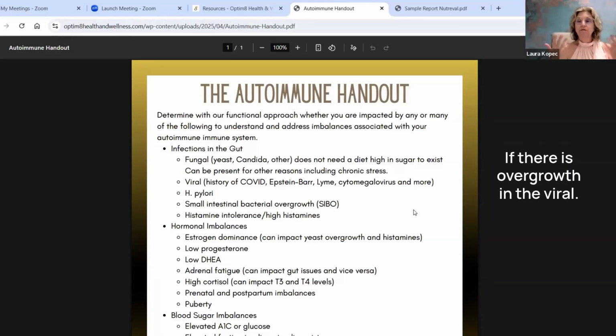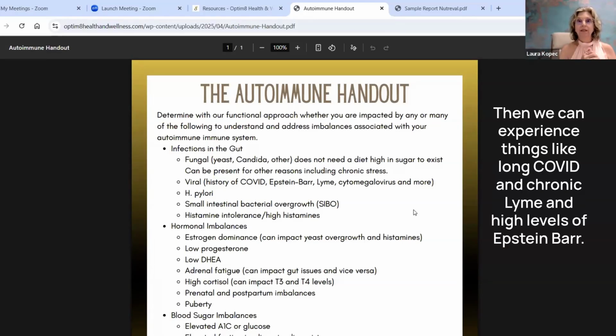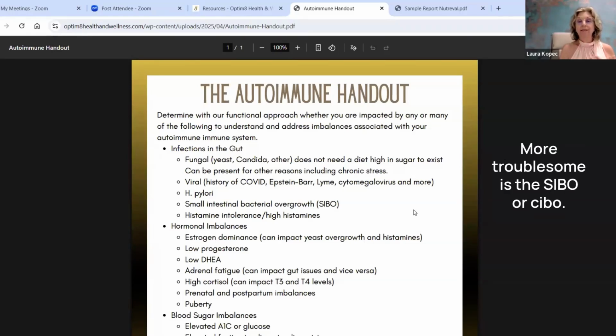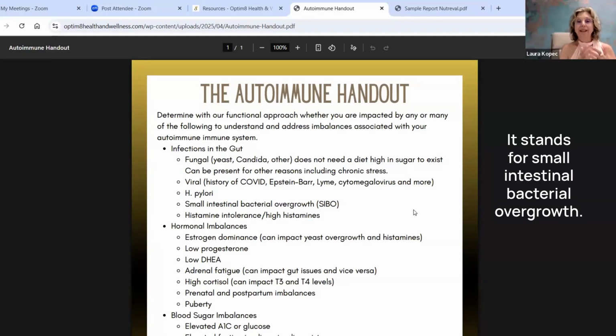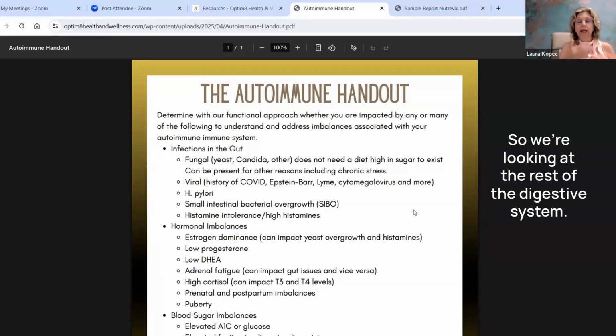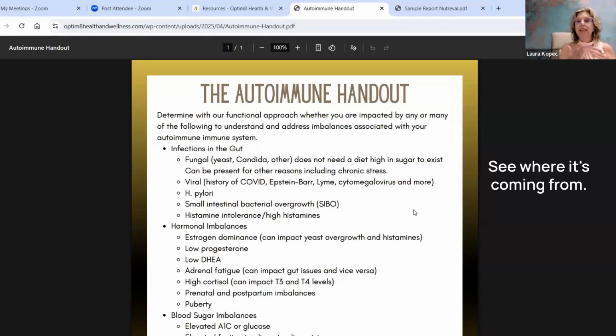If there is overgrowth in the viral quantity, then we can experience things like long COVID and chronic Lyme and high levels of Epstein-Barr. Real straight up infection might be H. pylori. The elusive, more troublesome one is the SIBO. It stands for small intestinal bacterial overgrowth. So again, it's an overgrowth. So we're looking at the rest of the digestive system to see where it's coming from.